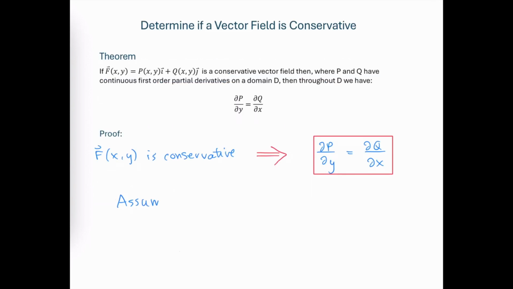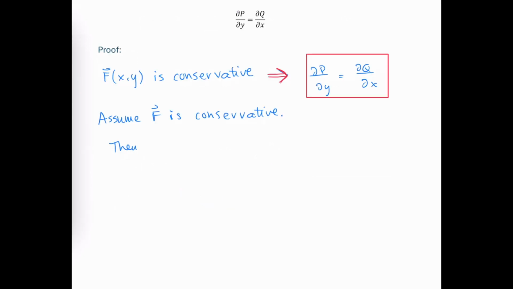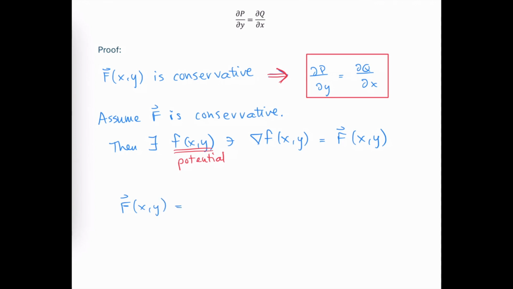So we begin by assuming that this vector field is conservative, and if F is conservative, then there's going to exist a scalar function f of x, y, such that the gradient vector field is the same as the given conservative vector field. And again, this scalar function is considered to be the potential function for that vector field. At the beginning, we said that this vector field has the components P, which is itself a function of x and y, and Q, also a function of x and y.